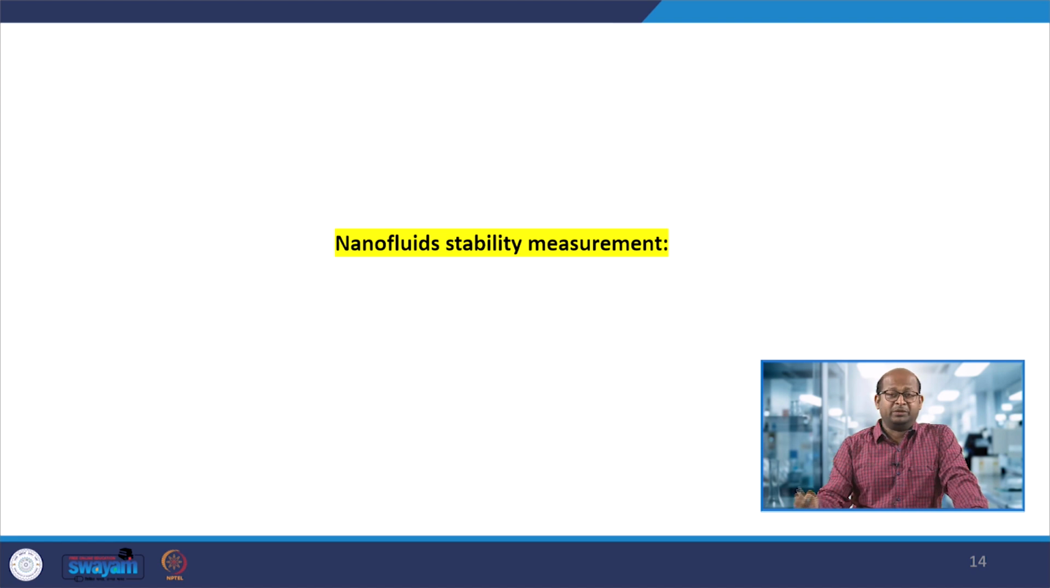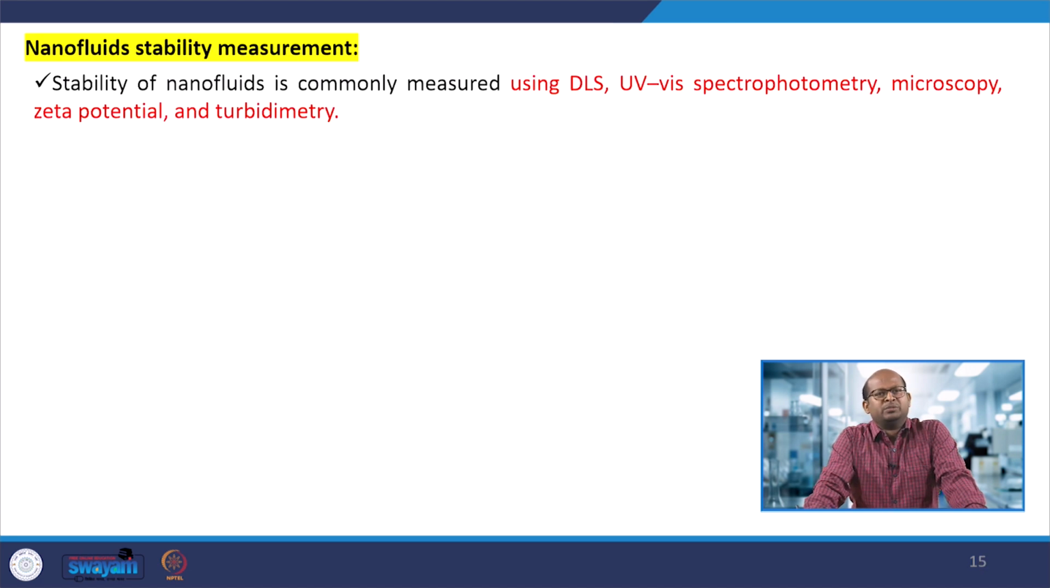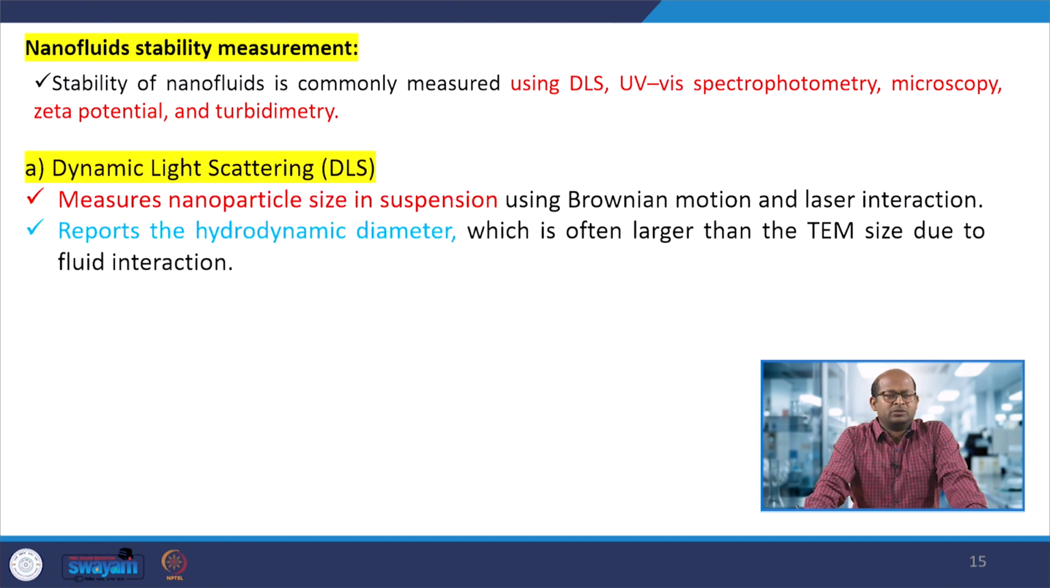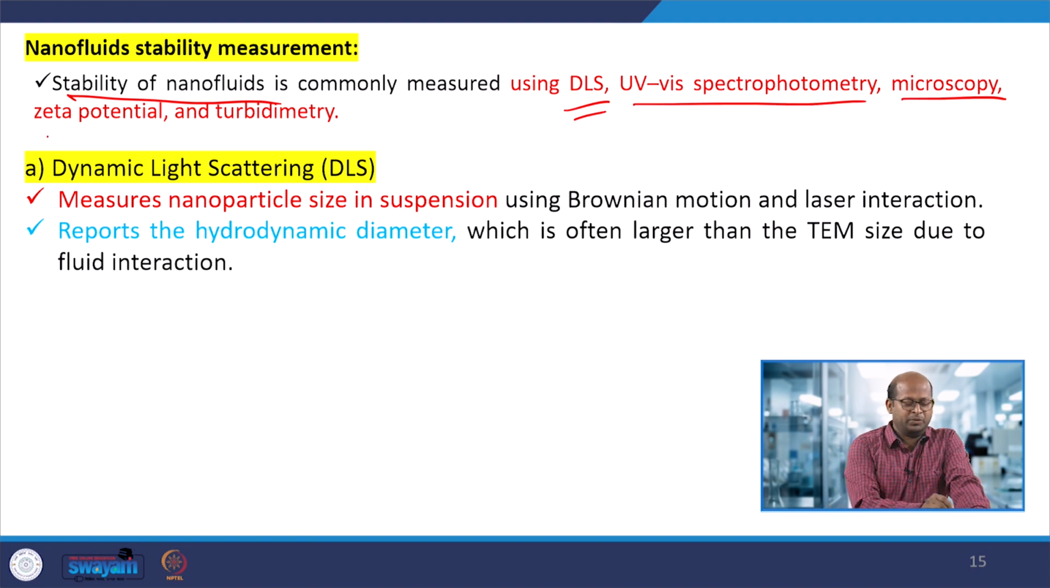So, now the stability measurement of nanofluids. By choosing the base fluid and nanomaterials, we can prepare nanofluids by the one-step or two-step method, and then we have to check the stability of the nanomaterial. When the nanomaterial is made of very small particles, it has to be distributed in the base fluid. If proper mixing is not there, and stability is very crucial to get the particular properties for mass transfer operations. The stability of the nanoparticles we can measure by using DLS, UV spectrometry, the microscope method, zeta potential, and turbidimetry methods. Many methods are there.